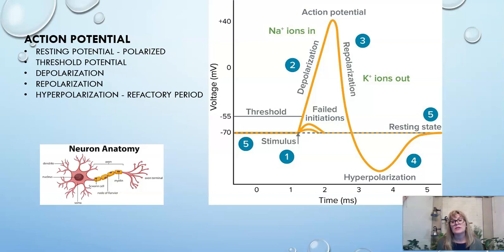What happens though is because these cells also have potassium leak channels, which are always open, we're going to basically overdo it. So we're going to enter hyperpolarization for just a brief moment, and then everything, as the leak channels remain open, can balance itself back out. And this period is also known as a refractory period. For that small moment, that cell cannot be restimulated.